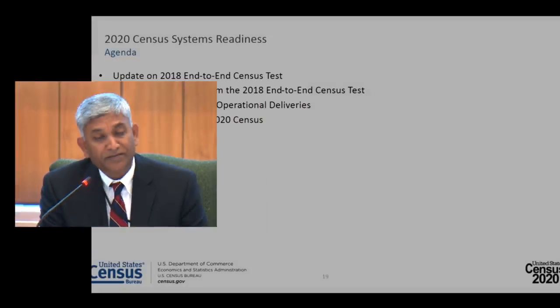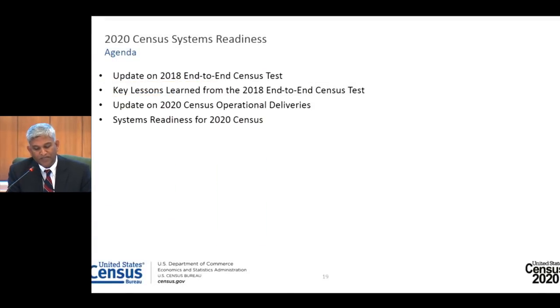Good afternoon, ladies and gentlemen. I'm happy to give you all an update on systems readiness for the remaining operations of the 18 test and also for 2020 census. As you all know, we have completed a majority of the 24 planned operations for the 18 end-to-end census test successfully, which means that we have built and released systems in support of those operations successfully.